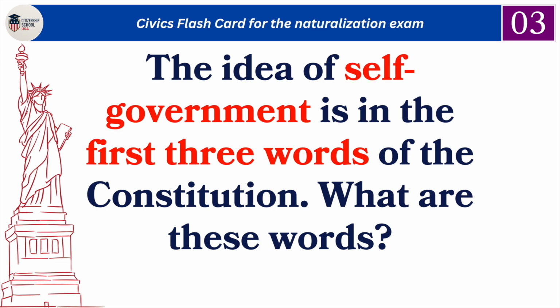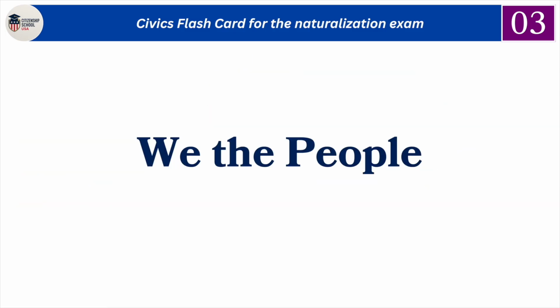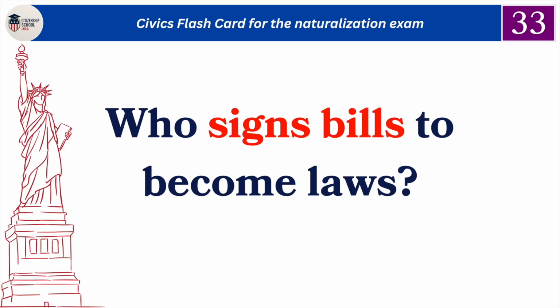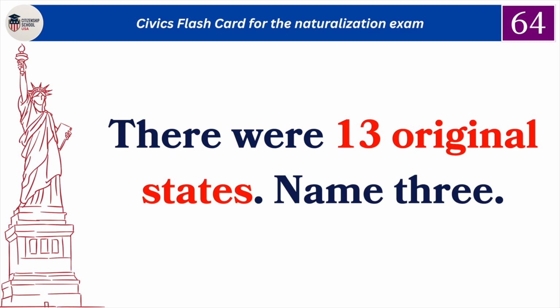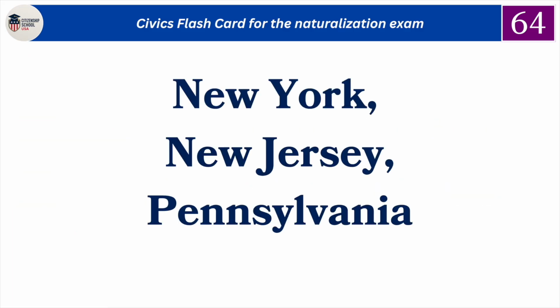The idea of self-government is in the first 3 words of the Constitution. What are these words? We the people. Who signs bills to become laws? The President. There were 13 original states. Name 3. New York, New Jersey, Pennsylvania.